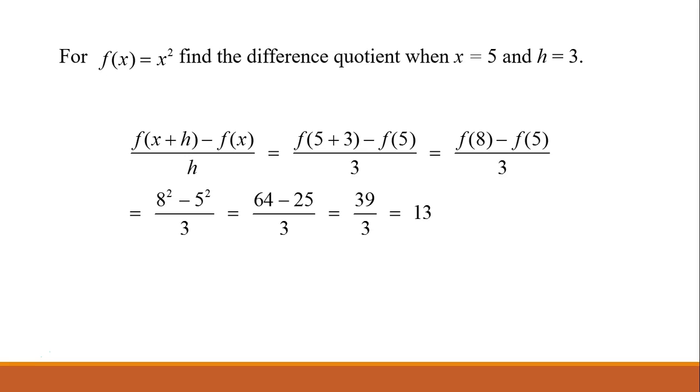So think about what we just found. 13 is a difference quotient, so it's a slope of a line. It's a slope of a secant line that connects 2 points on the graph. Those 2 points on the graph have an x-coordinate of 5 for the first point and an x-coordinate of 5 plus 3, or 8, for the second point. So the slope of the line between those 2 points on this curve is equal to 13.